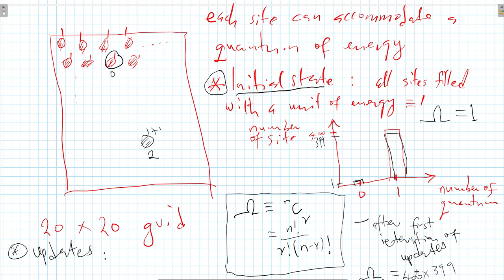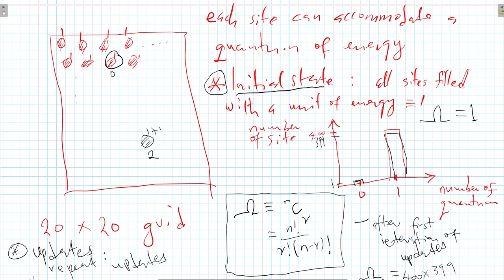So the arrangement is I have 1 site having 2 quanta, 1 site having 0 quanta, and the rest of the sites would have 1 on it. Okay, so one can repeat these updates some number of times.